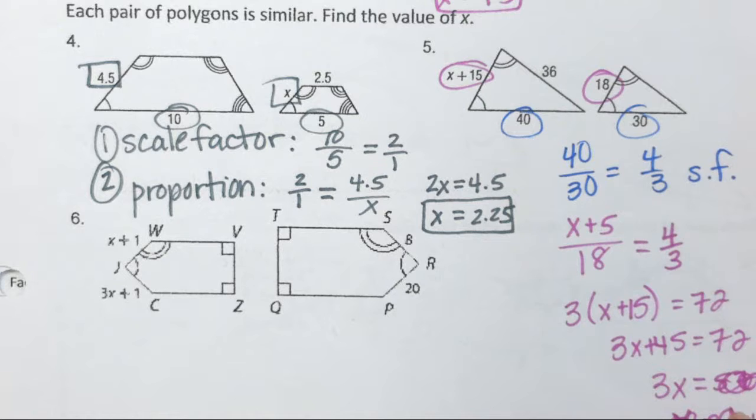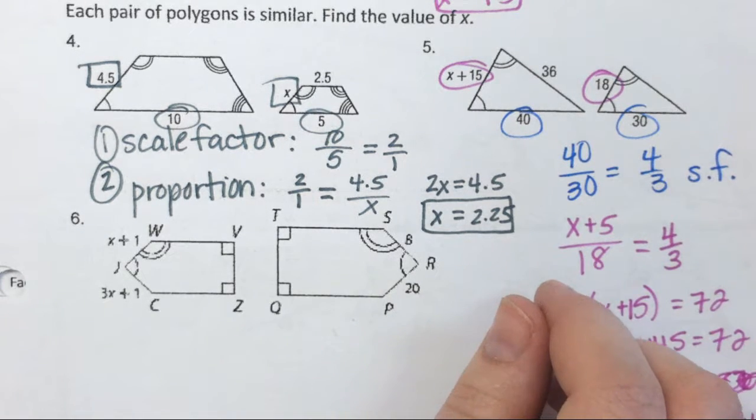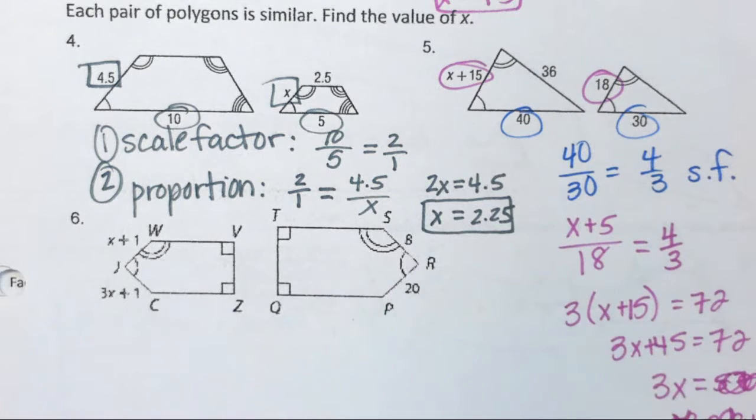He got 2 points for finding the scale factor. I'm going to give him his third point for setting up the proportion. If he can reach the right answer, great. But otherwise, he's only missed out on 1 point right now. Are there any questions on number 4?